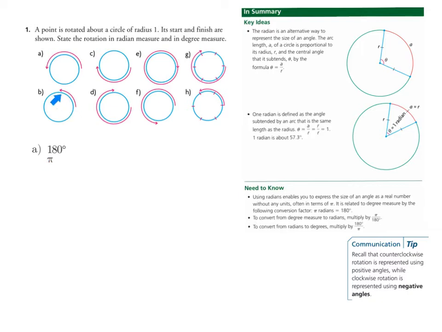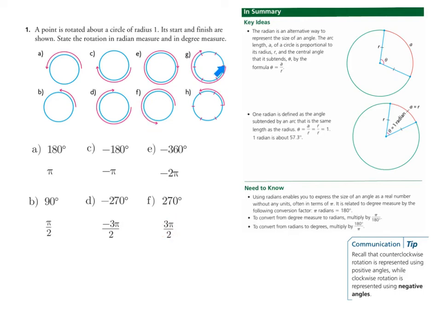Part B, that's a quarter of a circle, so that's 90 degrees, or pi by 2 radians. C is negative 180 degrees, so that is negative pi radians. D is negative 270 degrees, or negative 3 pi by 2 radians. This looks like one full round, but it's going backwards, so negative 360 degrees, or negative 2 pi radians. And this is going in the correct direction, 270 degrees, or 3 pi by 2.